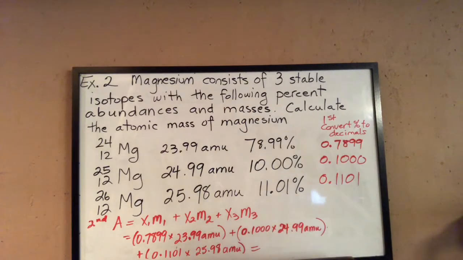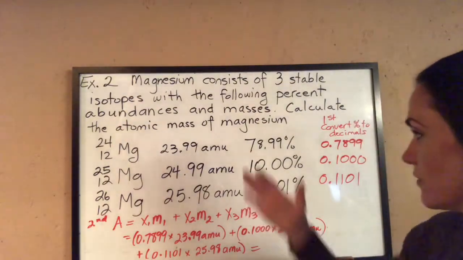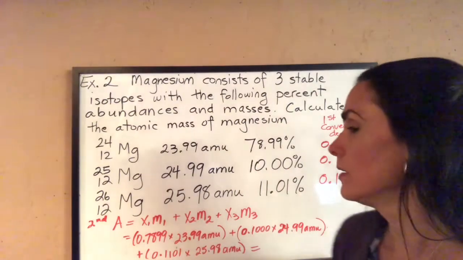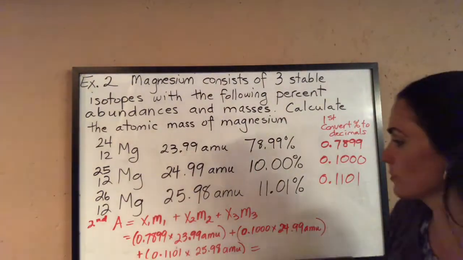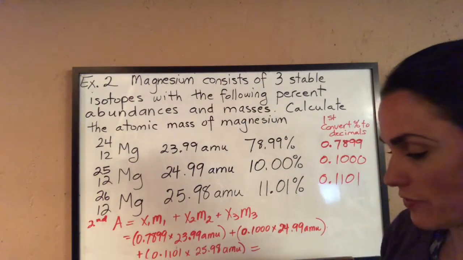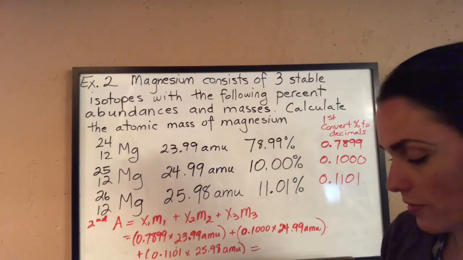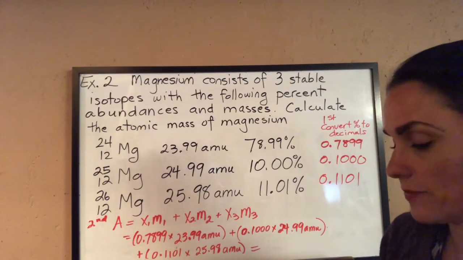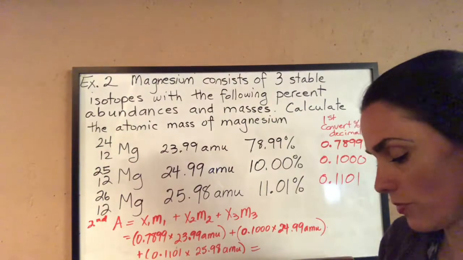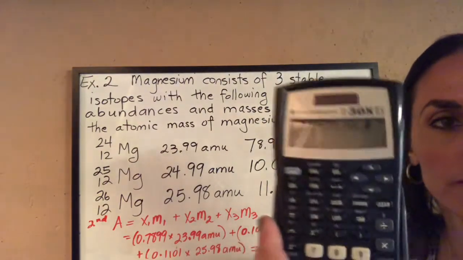Okay, so now we need to get the final answer. As I did in the last example, and I'm going to do again, it's best to do it with one entry into the calculator. Our final answer should be rounded to 4 significant figures because everything here has 4 significant figures and we have multiplication involved, so the lowest number would be 4 significant figures. Okay, open parenthesis, 0.7899, multiplication sign, 23.99, close the parenthesis. It's your first term.